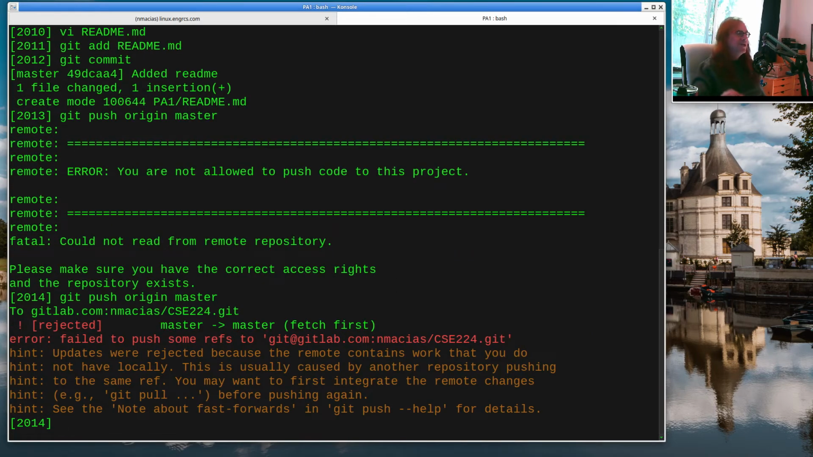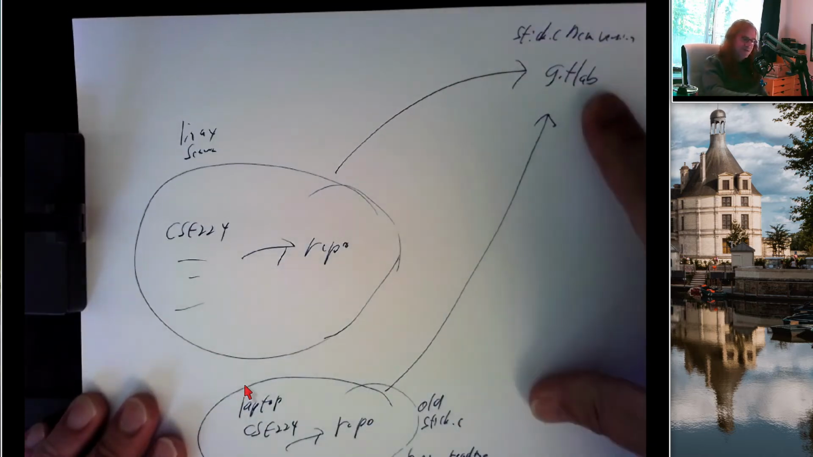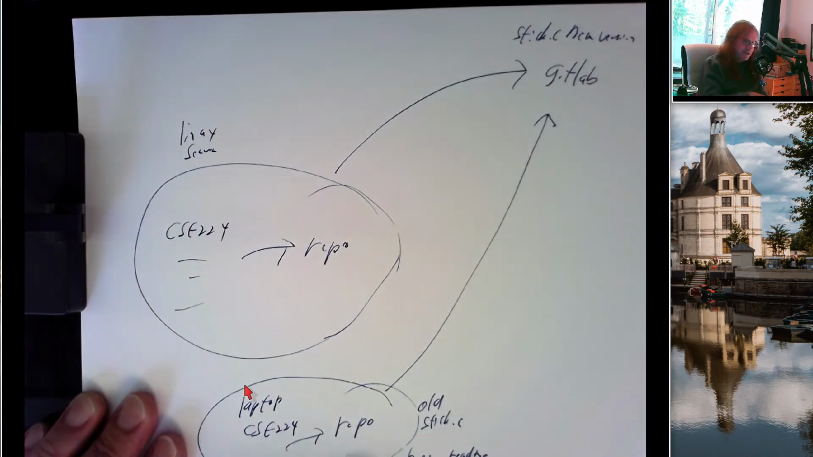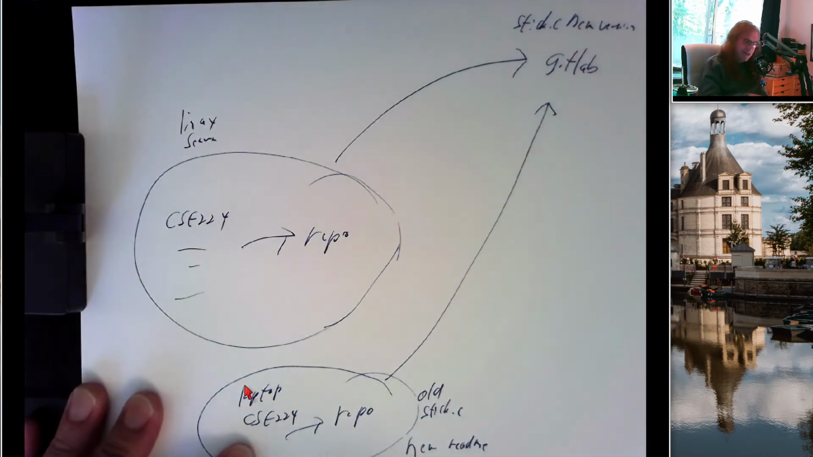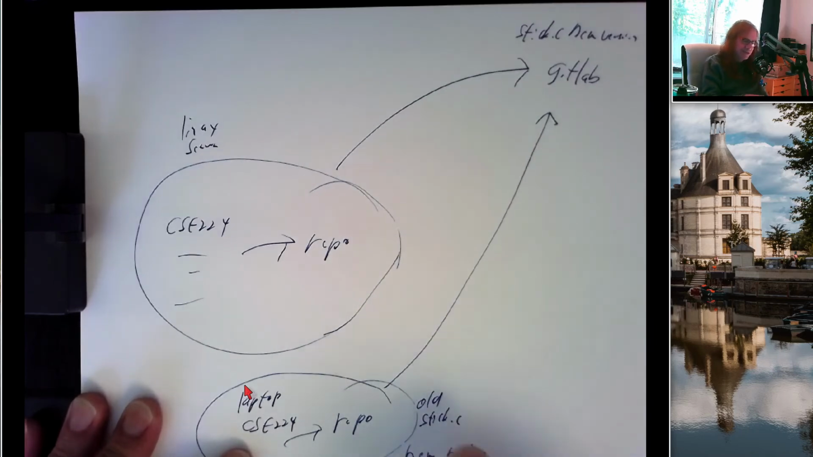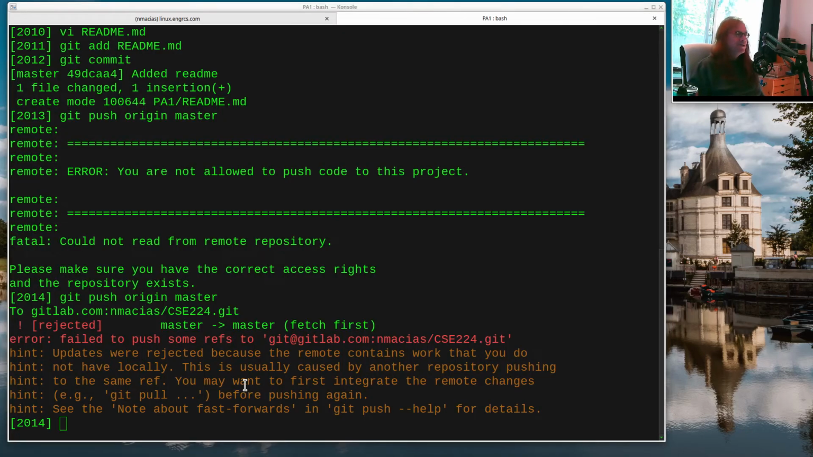And I'm going to get this problem where it says failed to push some references. Updates were rejected because the remote contains work that you do not have locally. In other words, there's this new version of stick.c over here that I don't have on my local machine. And if I just push this over to GitLab, I'm going to overwrite that new version of stick with my old version of stick. So things are out of sync. And you'll see references to that, so note fast forwards and so on. You may want to first integrate the remote changes, git pull.